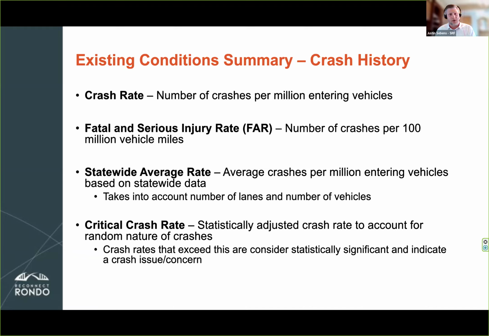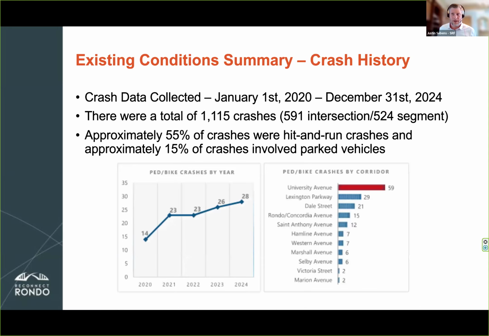And the last one is our critical crash rate. So this is that statistically adjusted crash rate. And that really takes into account the randomness of crashes, the random nature of crashes. And if we have an area where our crash rate exceeds that critical crash rate, those are considered statistically significant areas of concern or crash issues. So those are kind of the key things to keep in mind as we walk through the rest of these slides.